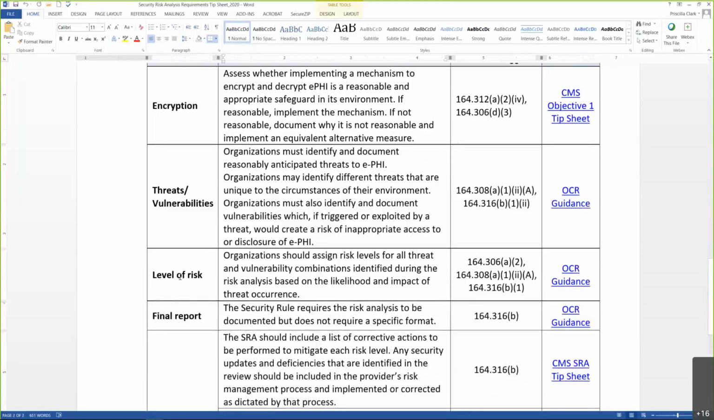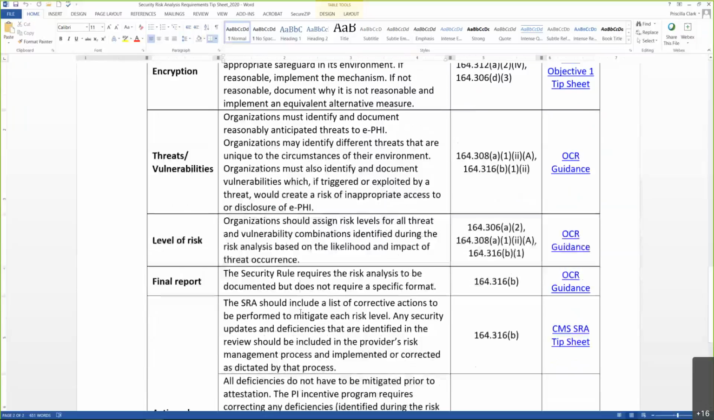The practice must identify the level of risk. So organizations should assign risk levels for all threats and vulnerability combinations identified during the risk analysis, based on the likelihood and impact of the threat occurrence. So you need to make sure you're identifying those risks, low, medium, high, or on a scale of 1 through 5 or something along those lines, for each of those threats identified.